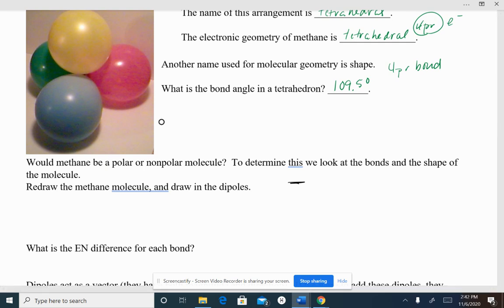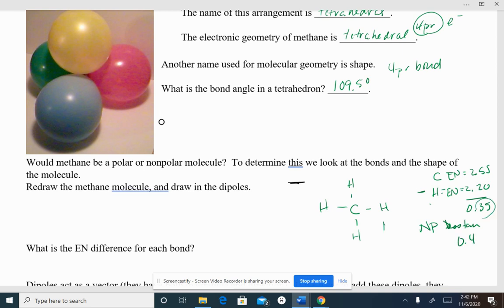Okay, so the next thing to do is figure out whether this is going to be polar or not. To determine this, we look at the bonds and we look at the shape of the molecule. So let's redraw that molecule and we'll redraw the dipoles. If we look at carbon and hydrogen, carbon has an electronegativity of 2.55, and you can look it up on your electronegativity chart. I just have it memorized. Hydrogen has an electronegativity of 2.20. If we subtract, we get a difference of about 0.35. If you remember, everything was nonpolar if it was less than about 0.4. So that's less than 0.4, so this is going to be nonpolar.